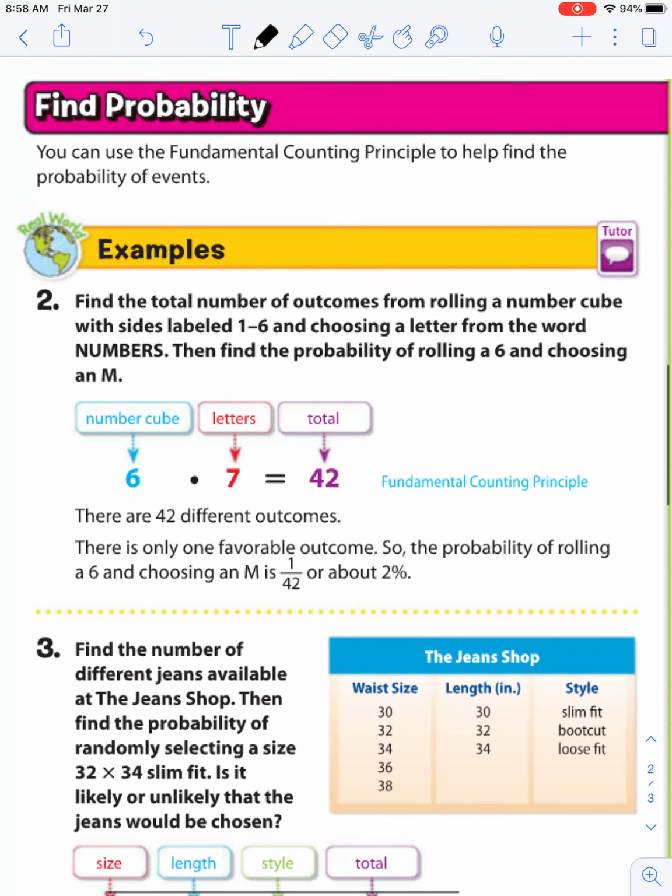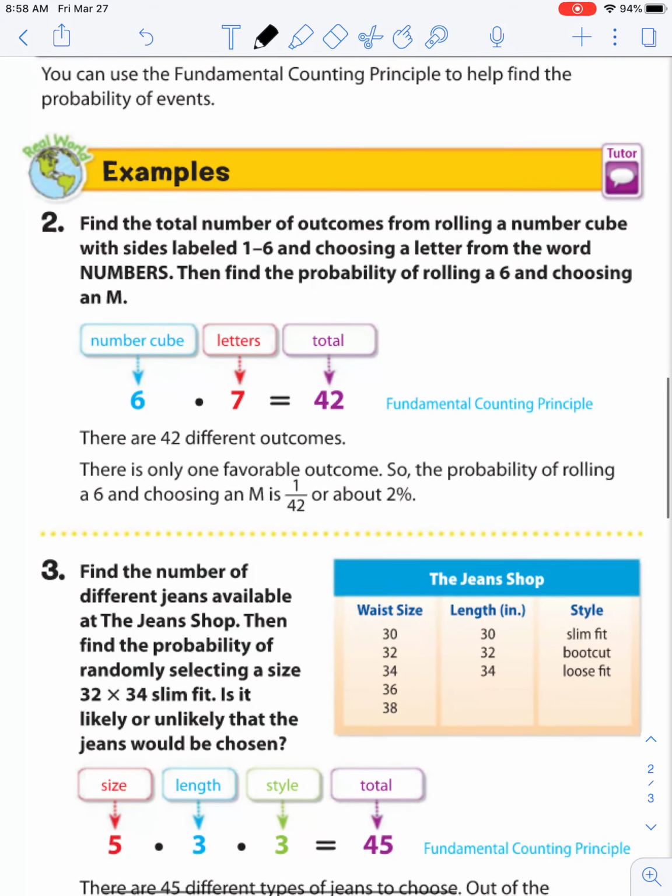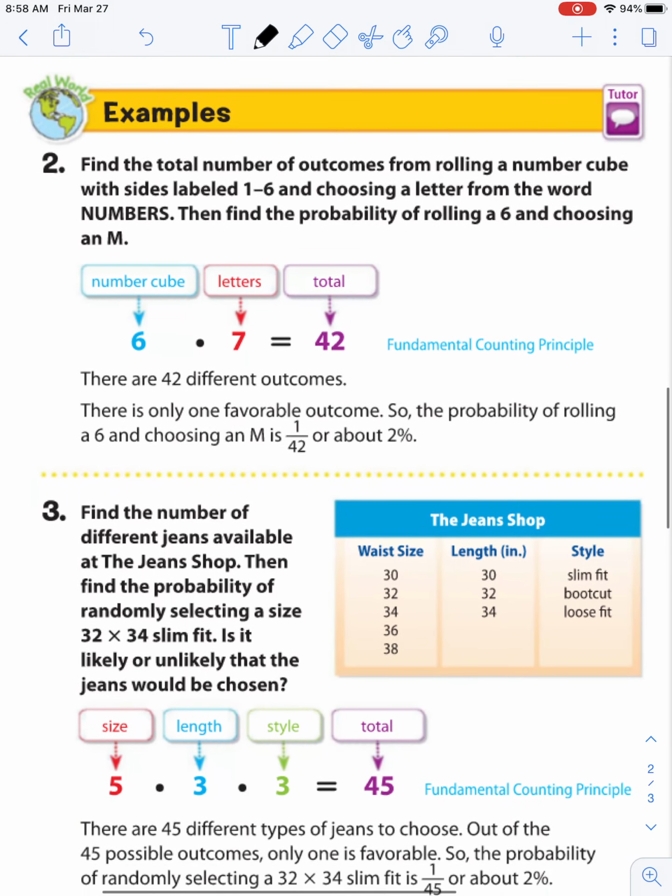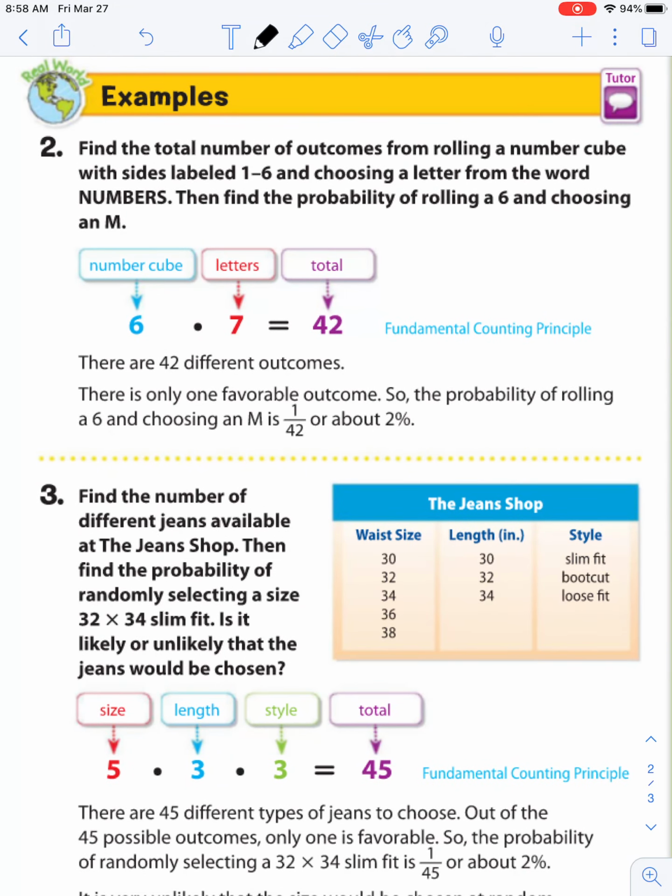The next part of this lesson is finding probability. And in this lesson, it shows you how to use the fundamental counting principle to help find that probability. So in example number 2, it's asking us to find the total number of outcomes rolling a number cube, labeled 1 through 6, and choosing a letter from the word numbers. One part is finding the number of outcomes, and then we need to find the probability of rolling a 6 and choosing an M. So let's look at the first part, which is finding the number of outcomes.